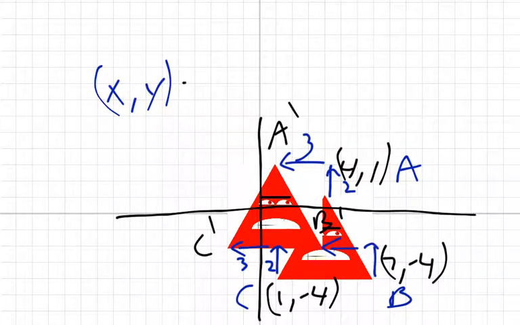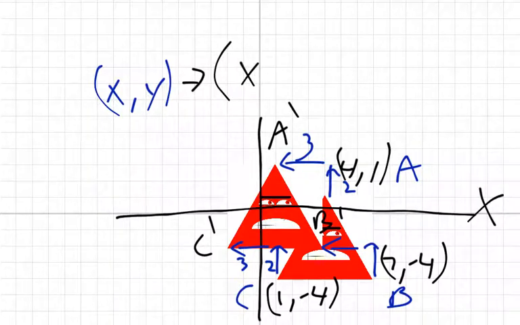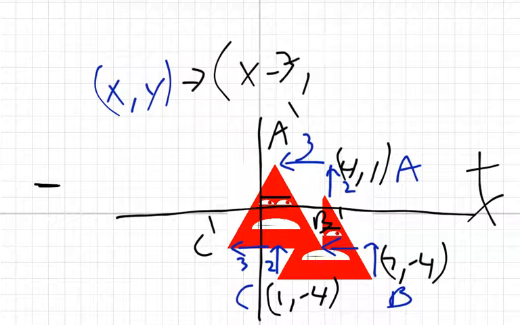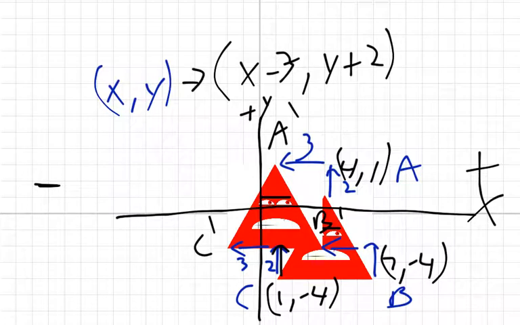So now we could say (x, y) becomes, what do we do to the x? Remember, x goes left and right. So we went left 3. If we go left 3, are we going in the negative direction or the positive direction? That's right, the negative direction. And the y, remember, up is positive and down is negative, so we're going up 2. That's in the positive direction for y. So we would say y plus 2. And that's how we could write that rule for the angry triangles.